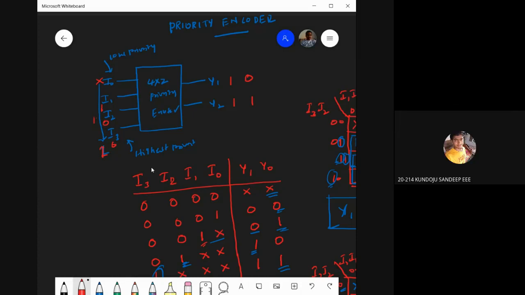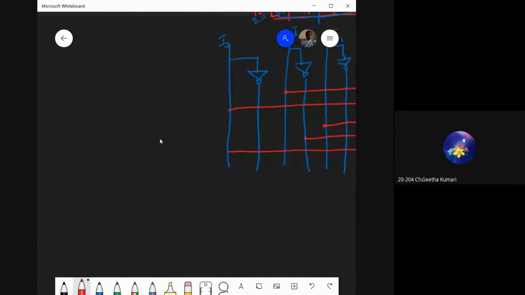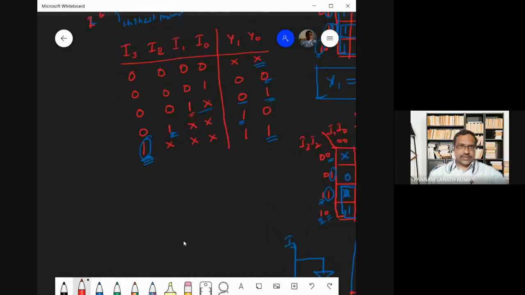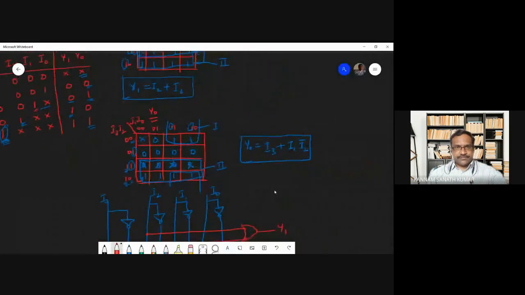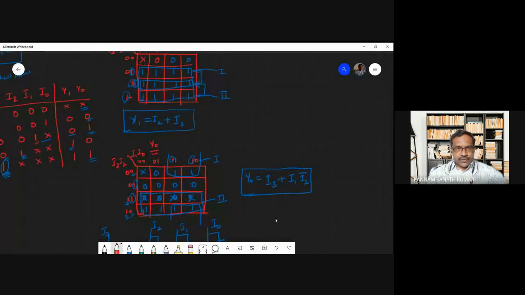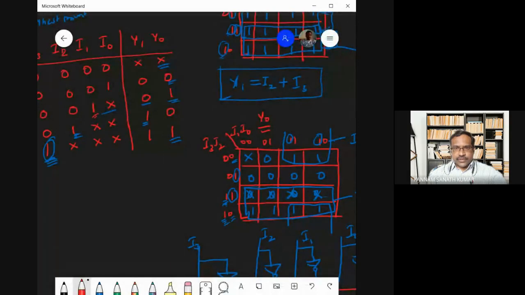Sir, please explain the logic diagram. The logic diagram you want. Okay. Yes, sir. So see here. Did you understand the K-map, Geeta Kumar? Yes, sir.